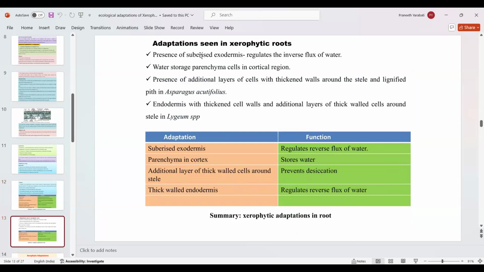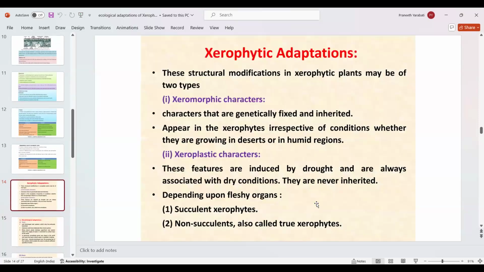So here, in the xerophytic roots, there is a presence of suberized exodermis, which regulates the inverse flux of water, and water storage parenchyma cells in the cortical region, and additional layers of cells with thickened walls around the stele, and lignified pith in asparagus. The endodermis has thickened cell walls and additional layers of thick-walled cells around the stele. So the suberized exodermis regulates the reverse flux of water, the parenchyma in the cortex stores water, additional layers of thick-walled cells around the stele prevent desiccation, and the thick-walled endodermis regulates the reverse flux of water.